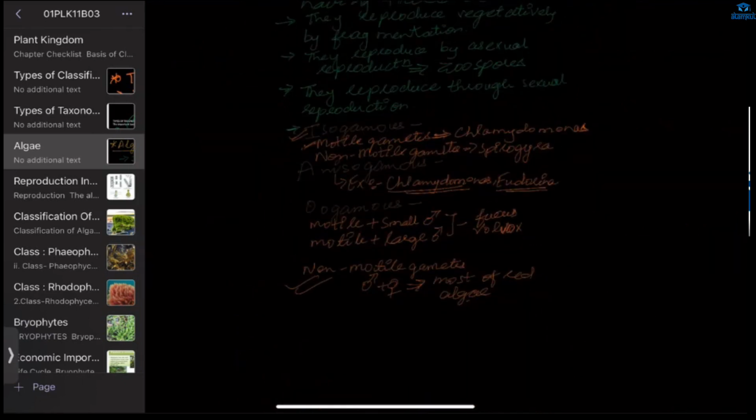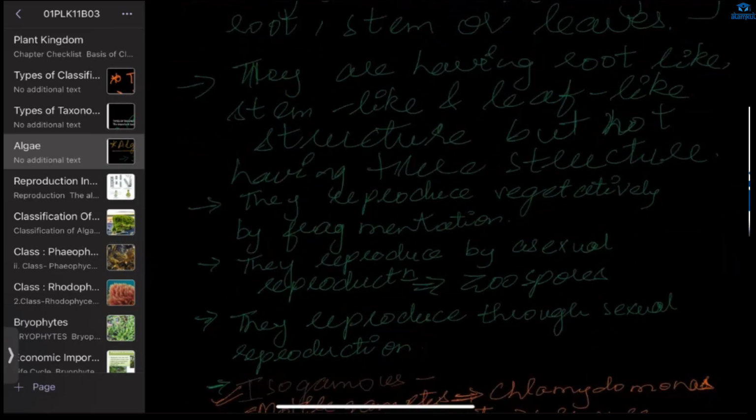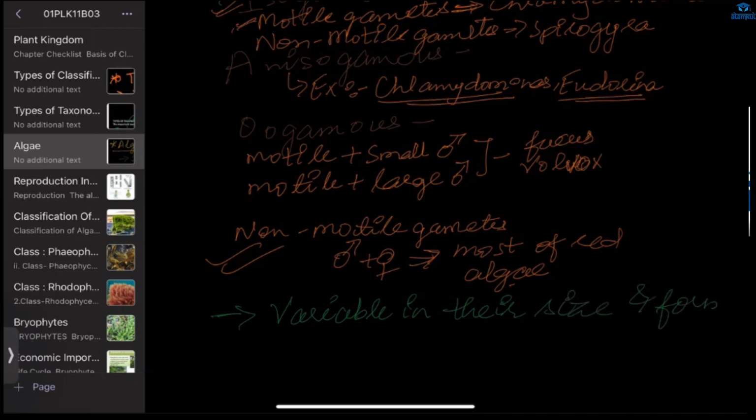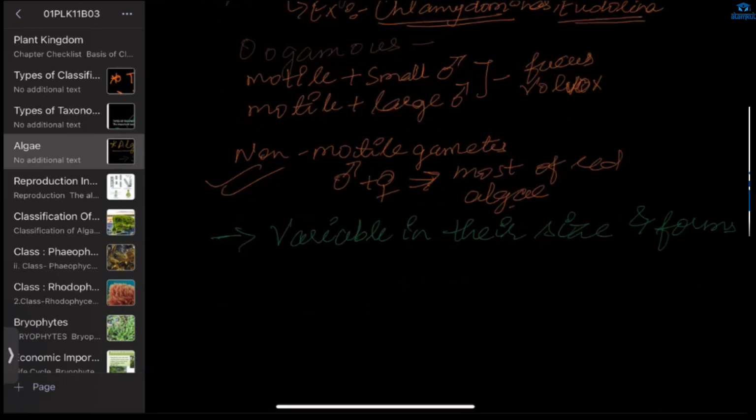Now I think many points are covered. Next characteristic, which is I think also the last characteristic, is that they are variable in their sizes and forms. Most of the green algae have different forms.